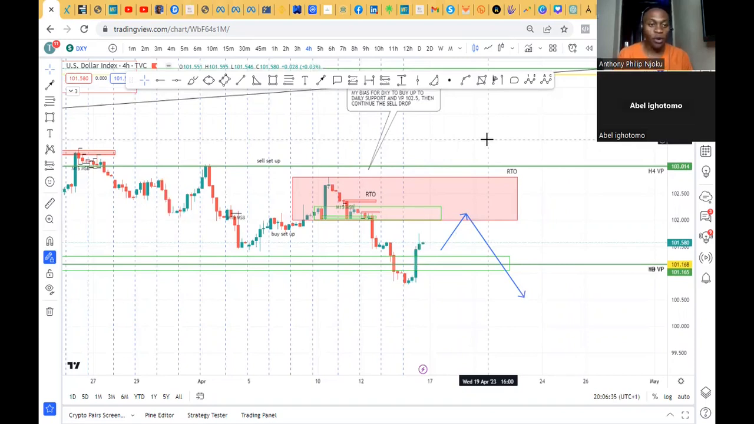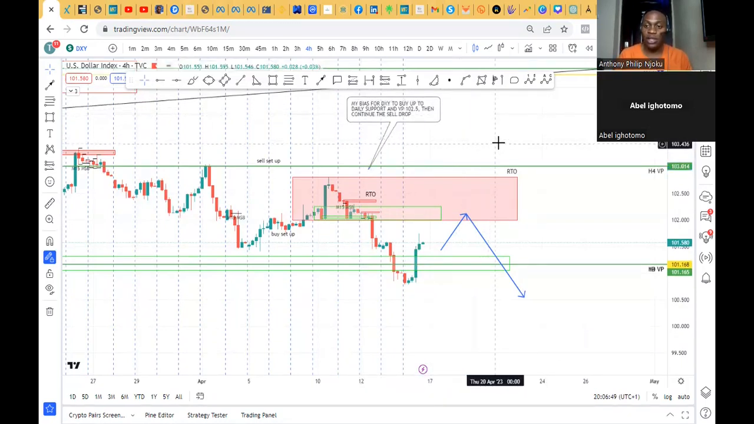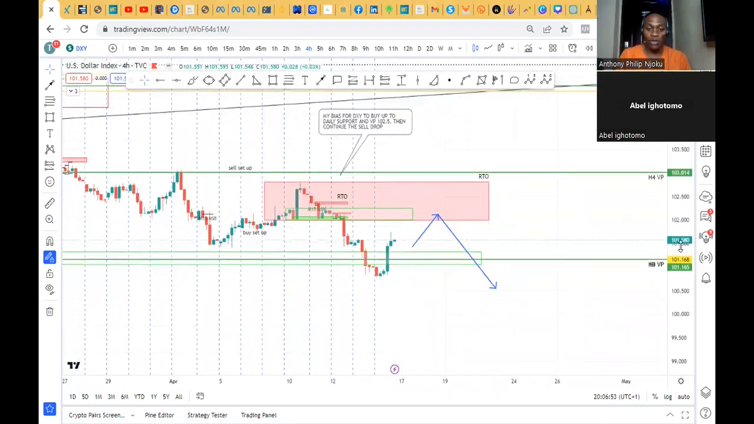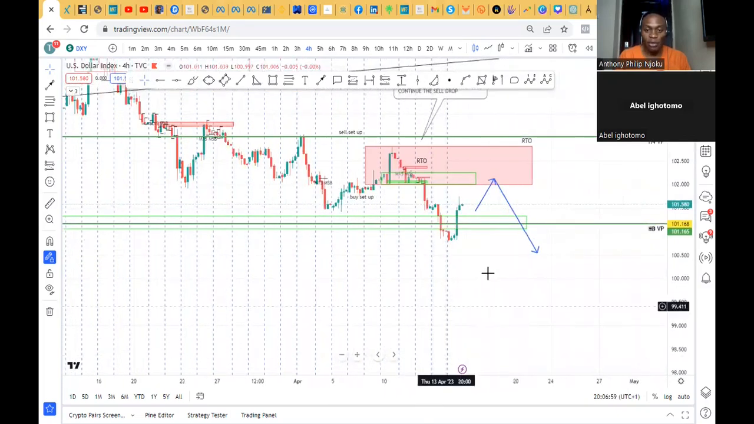So this current forecast is for the time period of April 17th to April 22nd. Starting with our fundamental breakdown, we have to start with DXY. DXY represents the strength of the dollar.